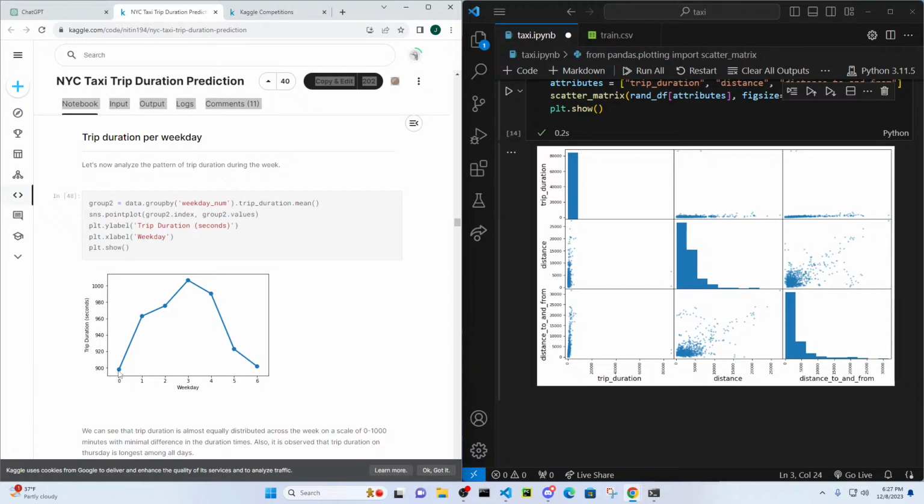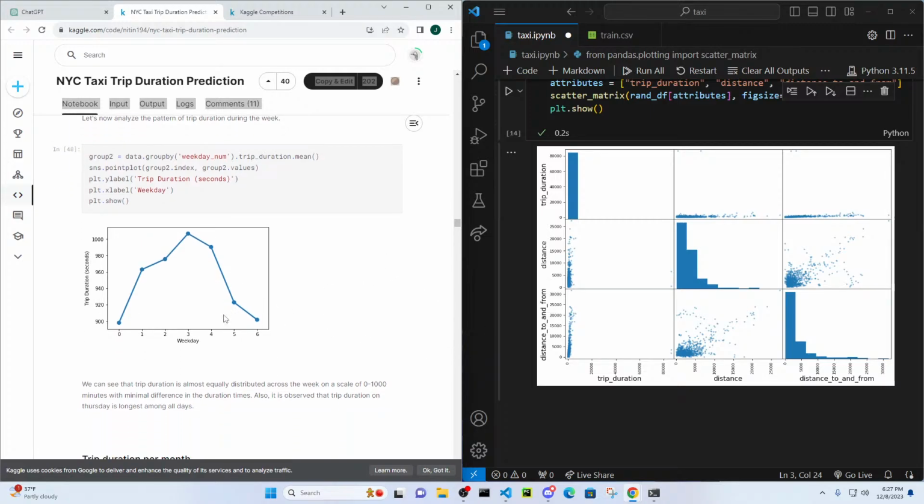Same thing. You can see Mondays, the average trip duration is 900 seconds. Tuesday, Wednesday, Thursday. Thursdays and Fridays seem to be the highest, 980 average. And then Saturday and Sunday are low like Monday.